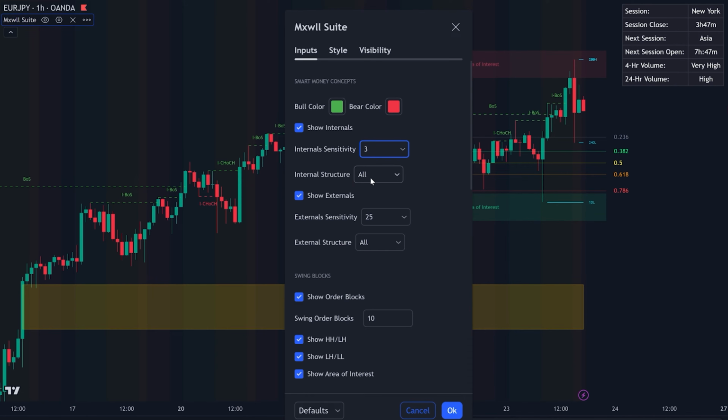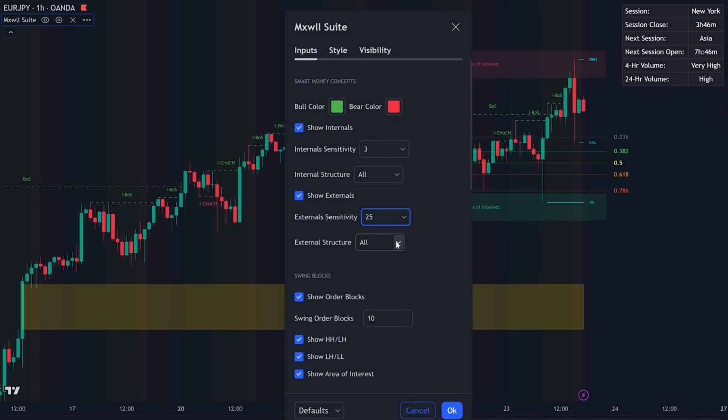For the internal structure, you can choose to display either the break of structure or the change of character, or both. For now, I will leave it at the default setting to display both the break of structure and the change of character on our chart. You can choose to enable or disable the Show Externals option as per your preference. Set the externals sensitivity level based on your trading style. Higher sensitivity for long-term trends and lower for shorter-term integration.